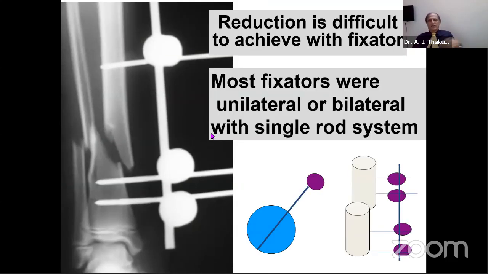Most fixators, unilateral or bilateral, were on a single rod system. The single rod was the trouble. That's why they fell into disrepute, because they were less useful.